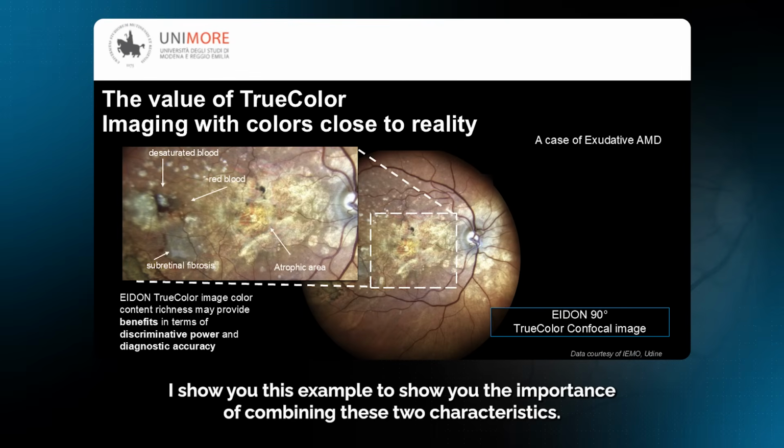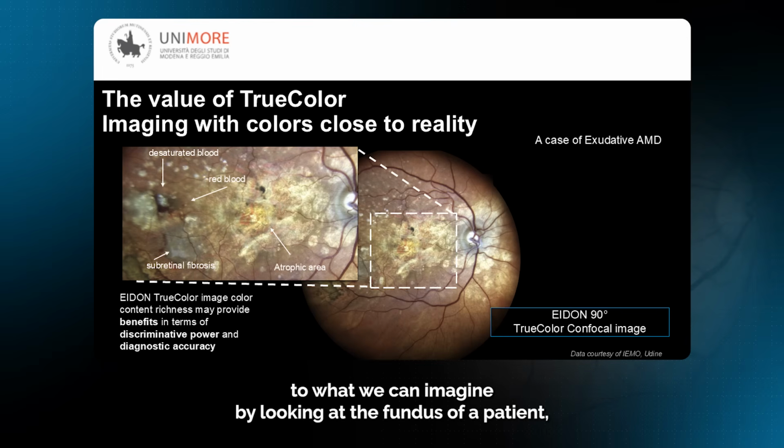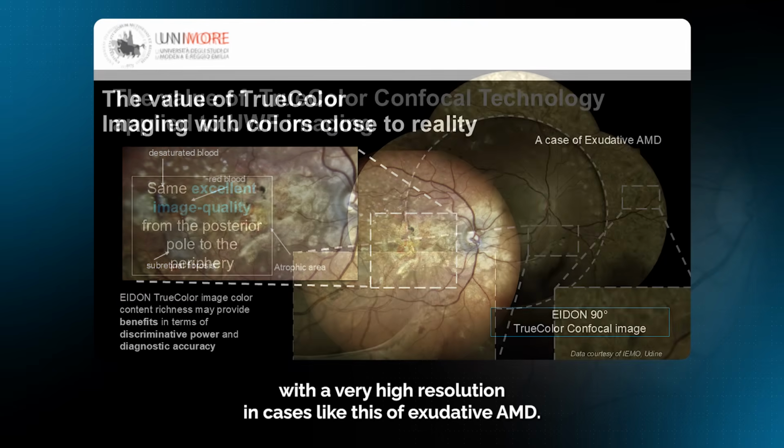I'll show you this example to show you the importance of combining these two characteristics. So we have colors that are very close to what we can imagine by looking at the fundus of a patient, with a very high resolution in cases like this of exudative AMD.